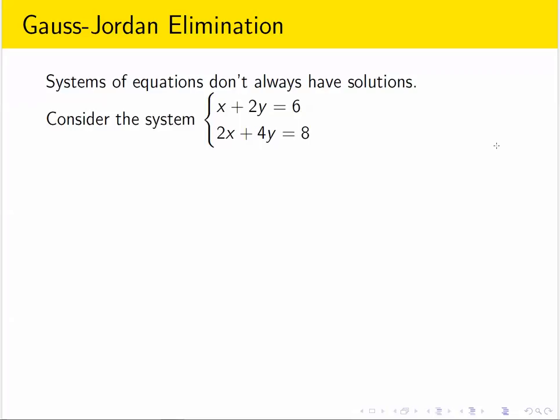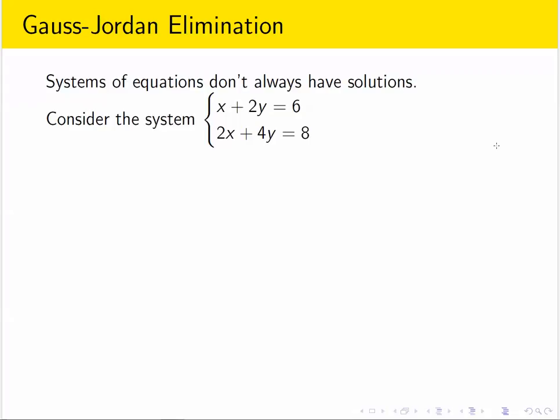If we're going to use matrices to perform Gauss-Jordan elimination, we need to be able to recognize when the matrix is telling us something about the system. We know how to read the solution of the system from the matrix, but remember that sometimes a system of equations doesn't have a solution.